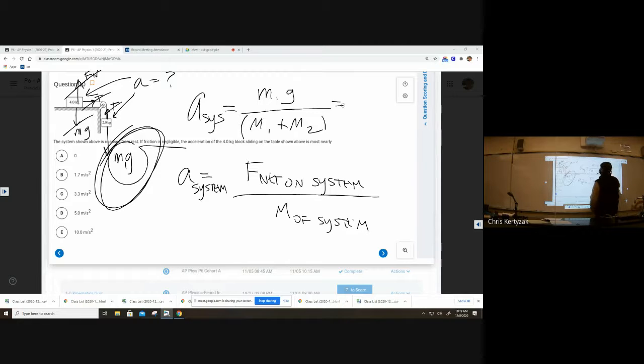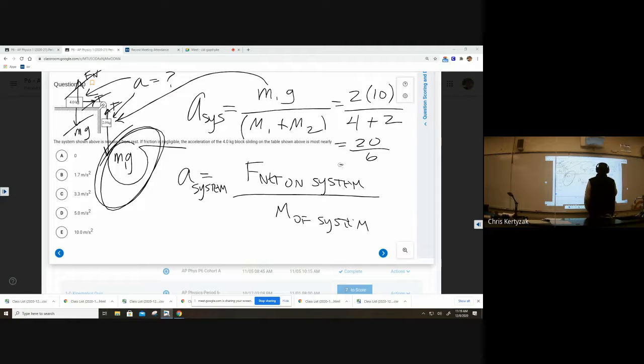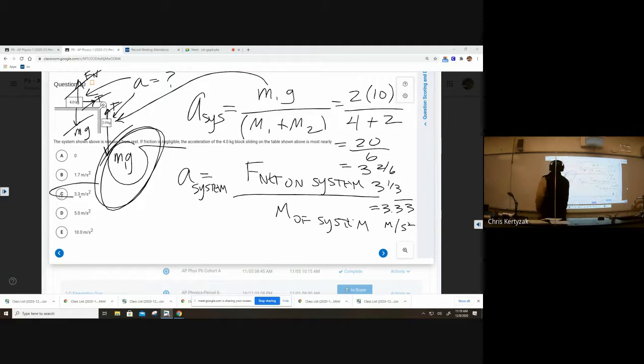both. So M1 is going to be, just be careful not to reverse it. That's the hanging guy. So that would be 2 times 10, all divided by 4 plus 2. 2 plus 4, 4 plus 2, I don't know if I did it the right way, but it's the sum of their masses. So you have 20 divided by 6. 6, 12, 18. Looks like that's 3 and 2 sixths. Just 3 and 1/3 is 3.33. Choice C.